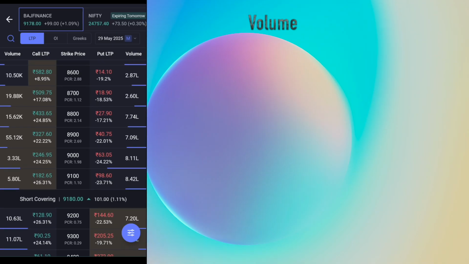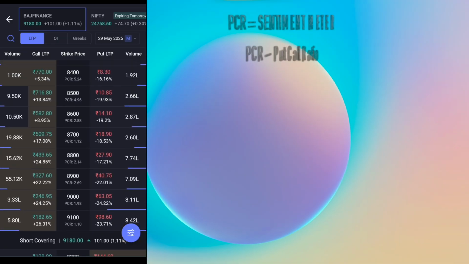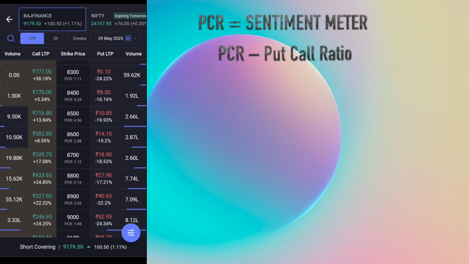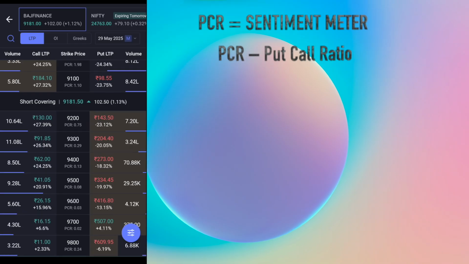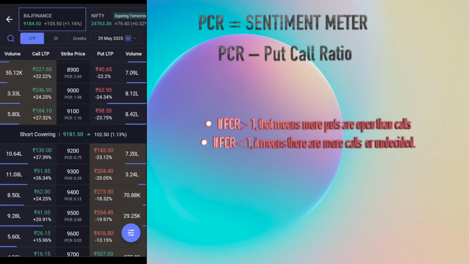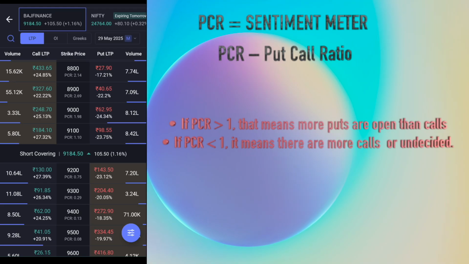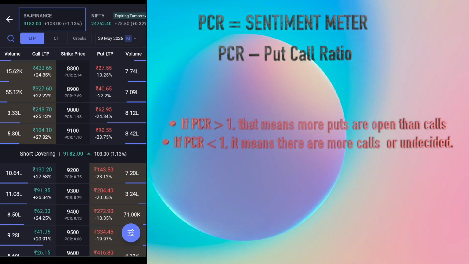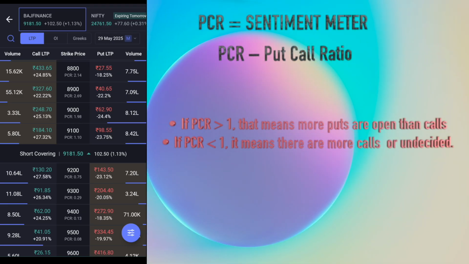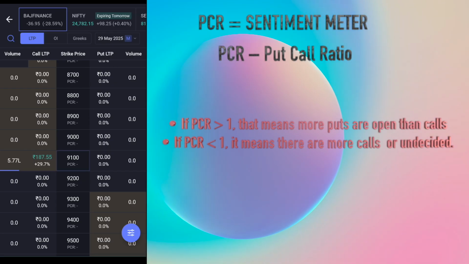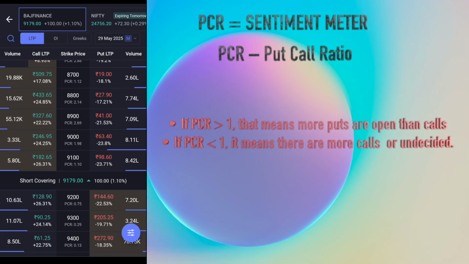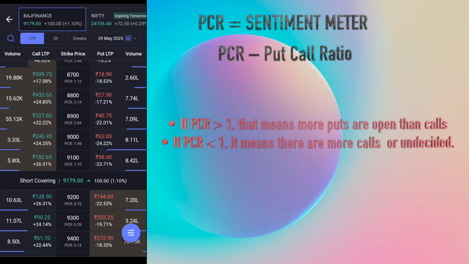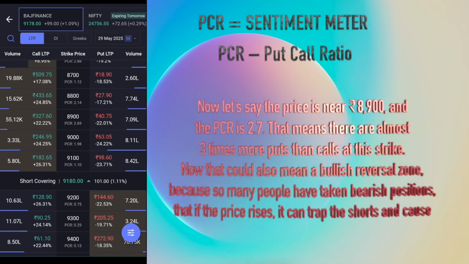And we also have something called PCR. It's the put to call ratio, and if PCR is greater than 1, it means there are more puts than calls, which means that market is having a bearish bias. And if PCR is less than 1, it means that the puts are less than the calls. There are more calls. So that's usually a bullish sentiment. And if PCR is around 1, that means the market is kind of neutral or undecided. It's like a doji candle.